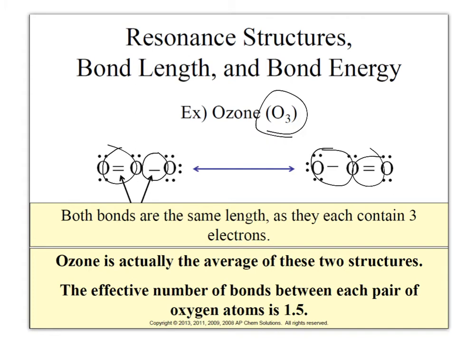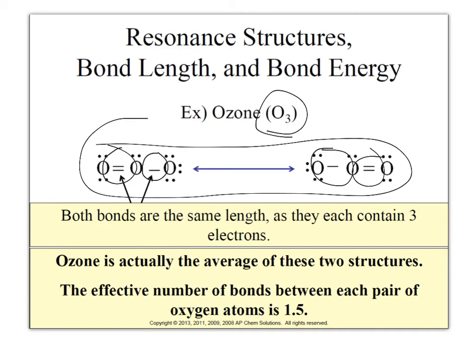Now, you might have learned this, and we've talked about this, right? Double bonds tend to be shorter than single bonds, right? Well, in this case, the bonds are the same length because they really each contain approximately 3 electrons. So ozone's real structure is like the average of these two right here. So effectively there's about a bond and a half between each oxygen atom, because you only have 3 electrons instead of 4 there.